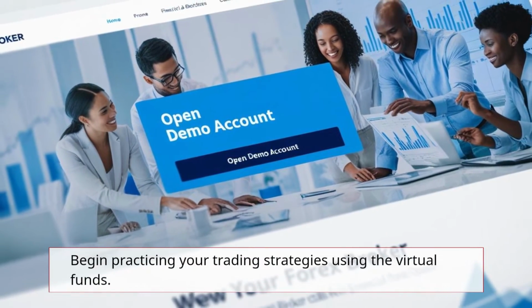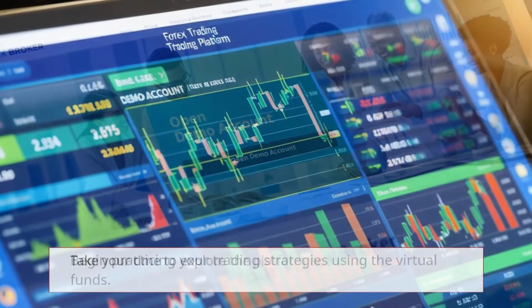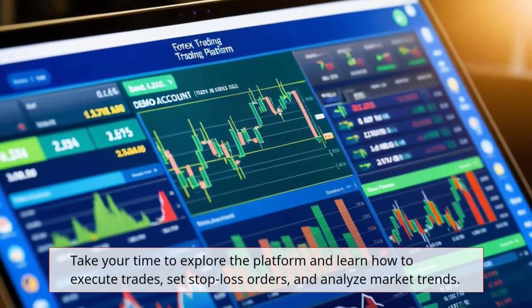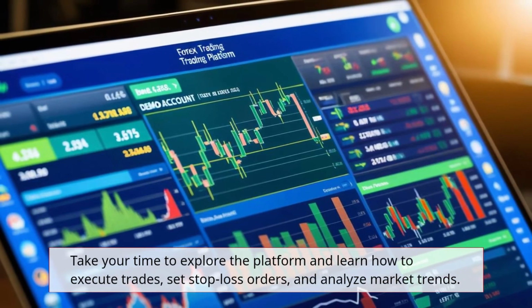Begin practicing your trading strategies using the virtual funds. Take your time to explore the platform and learn how to execute trades, set stop-loss orders, and analyze market trends.